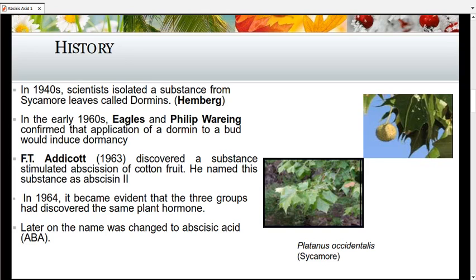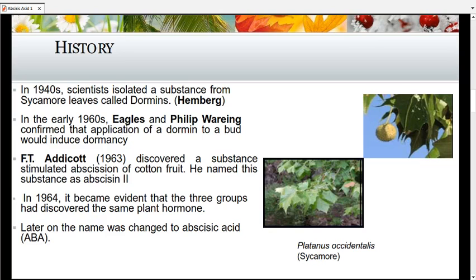Then as far as its discovery is concerned, this hormone was also discovered while scientists were working on different plants, or they saw the effect of this substance on different plants. For example, in 1940, scientists isolated a substance from sycamore leaves and they called this substance dormins. Hamburg was the scientist. Then in the 1960s, Eagles and Philip Wareing confirmed that application of dormin to a bud induces the dormancy.